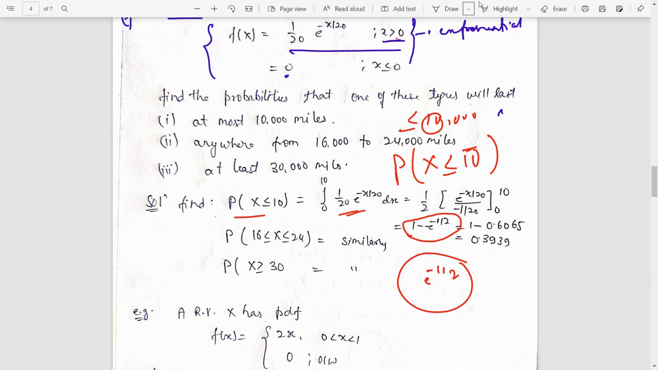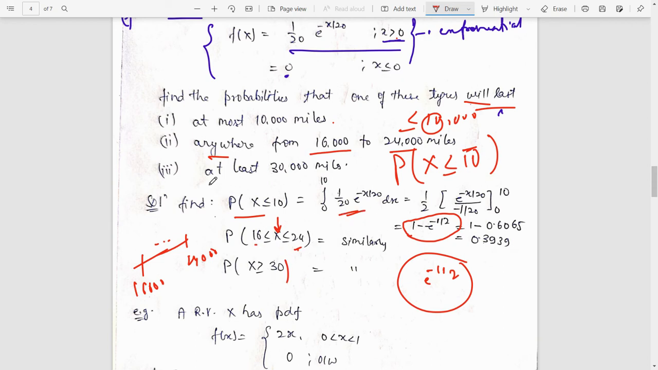Next thing is, if you just choose a tire randomly, then what is the probability that the tire will last anywhere between 16,000 to 24,000? So obviously it means the probability that x, the tire life, lies between 16 and 24, that is x is greater than or equal to 16 and less than or equal to 24. Because 16 means 16,000 and 24 means 24,000, and if x lies between these, we need to find its probability. Simple thing, you just need to do the same integration in the range between 16 to 24.